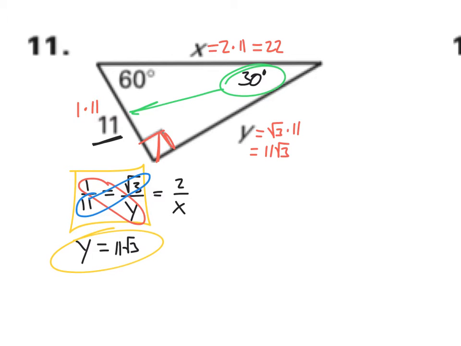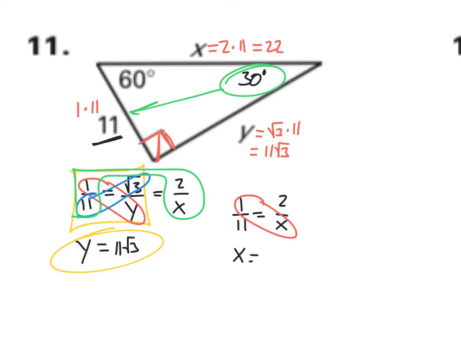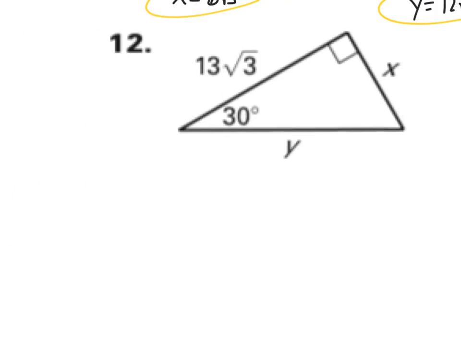Now we need to solve for x. So I'm going to take the outside fractions, and I'm going to rewrite for clarity. Okay, so we cross multiply. 1 times x equals 11 times 2. And there we go. Let's take a look at number 12.